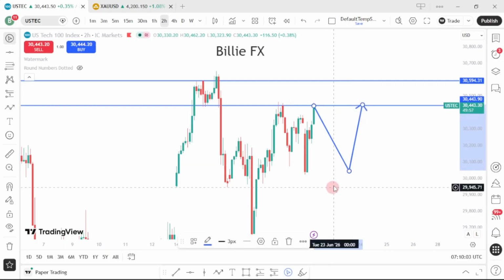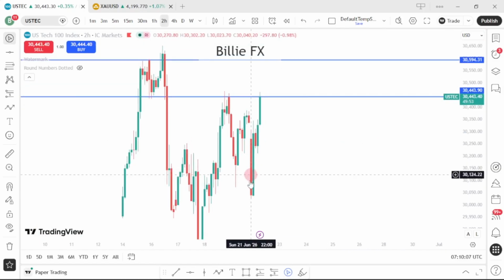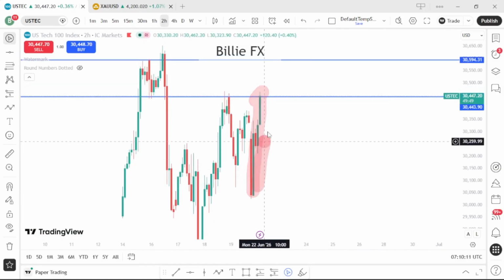You have to pay attention to the market structure. You just have to look at the leg that is heading towards the resistance. This leg that is heading towards the resistance, and you have to see the market structure within that leg. That leg has not filled.